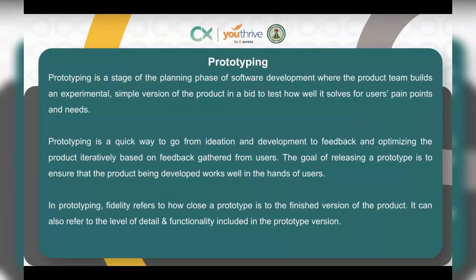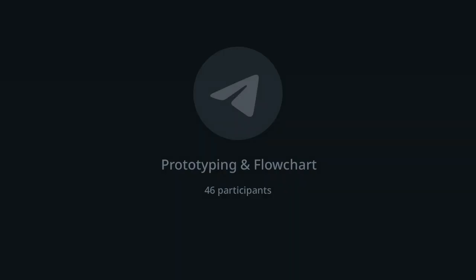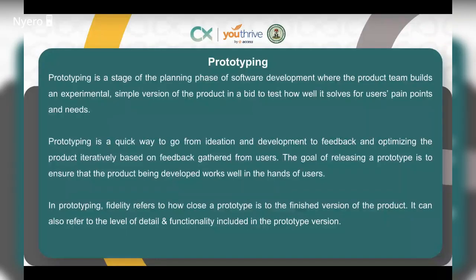Now, what is prototyping? Prototyping is a stage of the planning phase of software development where the product team builds an experimental, simple version of the product in a bid to test how well it solves for users' pain points. In summary, prototyping happens during the planning phase of software development, while a product is being developed, during the design process.